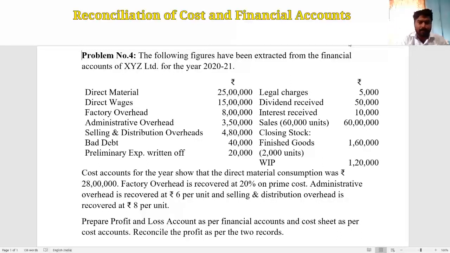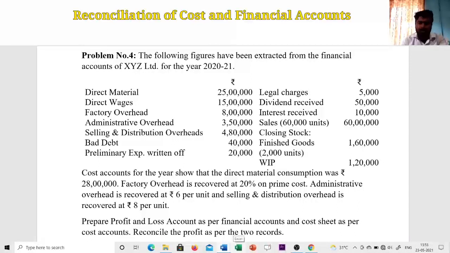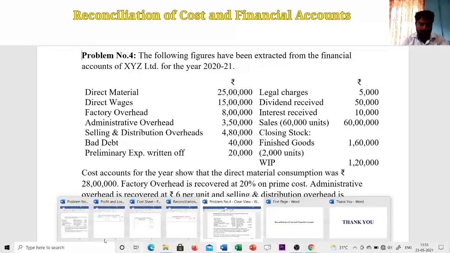We need to prepare the profit and loss account as per the financial accounts, then cost sheet as per the cost accounts, and we need to reconcile the profit as per the two records. The reason is to find out the reason for difference in the profit as per the financial accounts and the profit as per the cost accounts. Okay. First, let us start with the solution. Kindly write the solution. You can prepare profit and loss account firstly, or you can prepare cost sheet firstly. That is left to you.